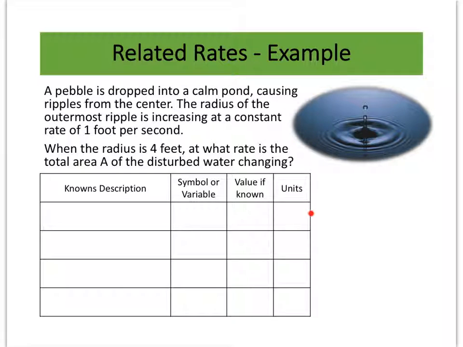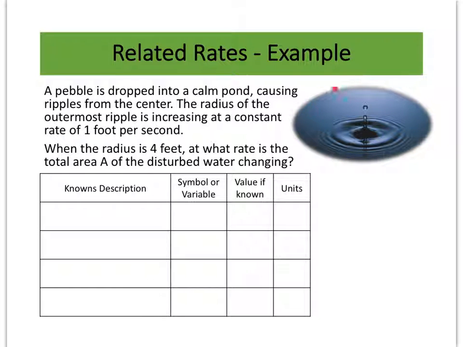I'm going to go over this relatively quickly, so follow along if you can, and if you don't, this is posted on mrgermanis.org, so feel free to take a look. A pebble is dropped into a calm pond, causing ripples from the center. The radius of the outermost ripple is increasing at a constant rate of 1 foot per second.